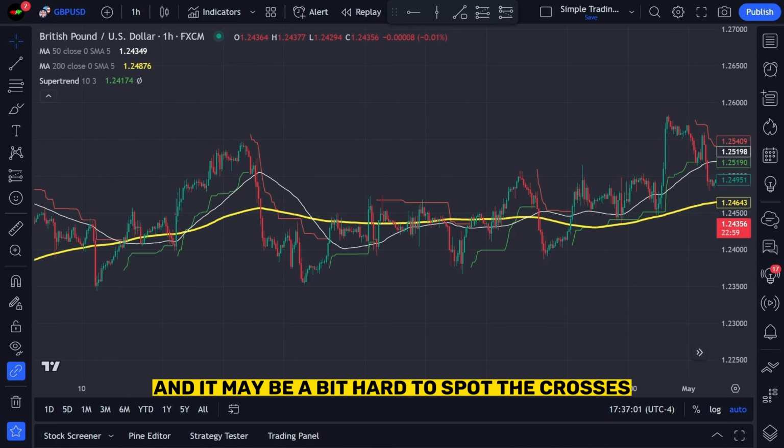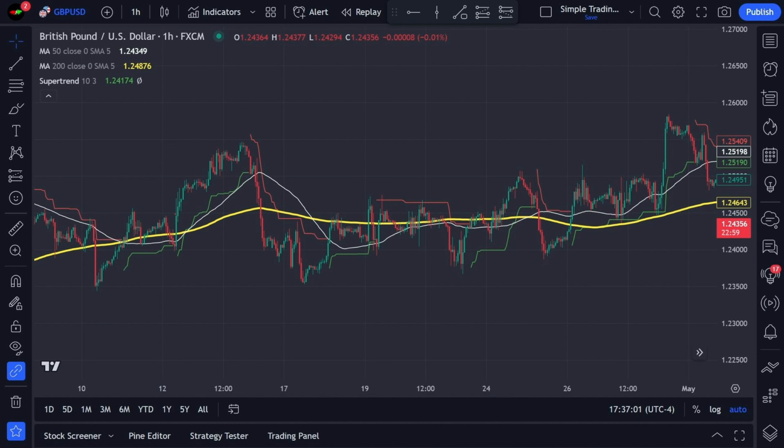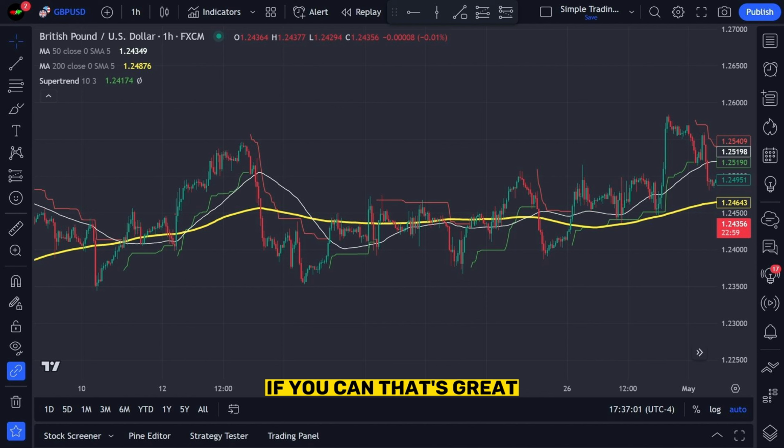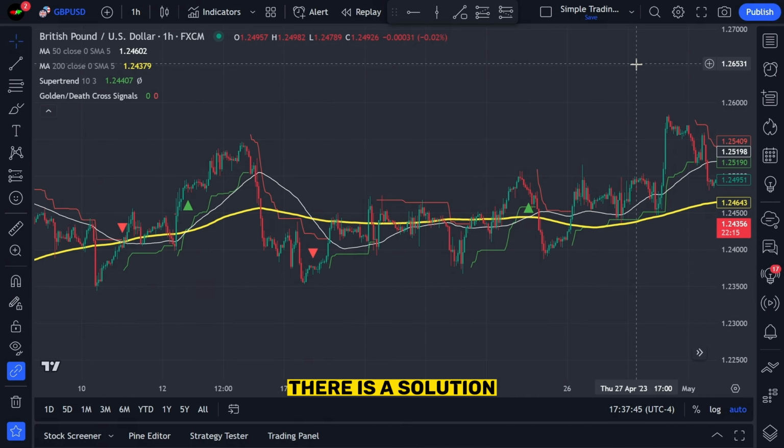Now, with all these lines, the chart is kind of looking messy. And it may be a bit hard to spot the crosses. Do you think you are able to clearly see the crosses? If you can, that's great. But if you are having trouble with it like me, there is a solution.